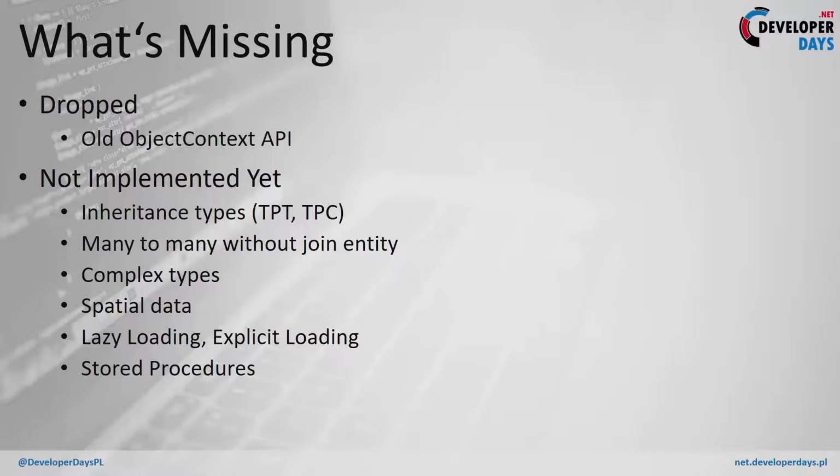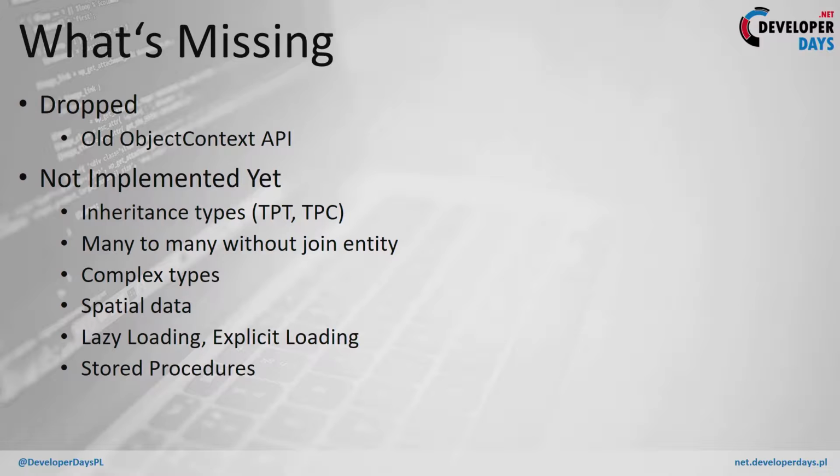So, as you remember, there are three inheritance types which you can use in the model: table per hierarchy, table per type, and table per class. Only table per hierarchy is supported right now in EF Core, and they are working on introducing the other two types. EF6 supported all three of them.